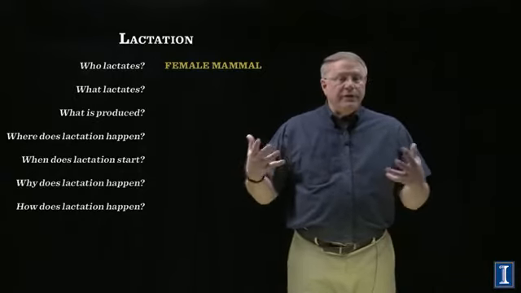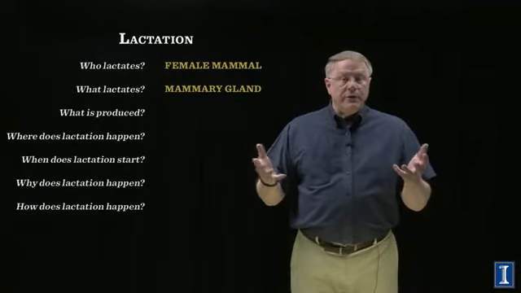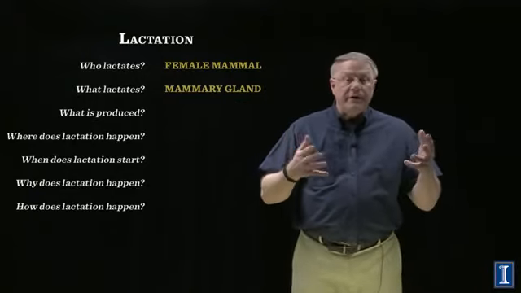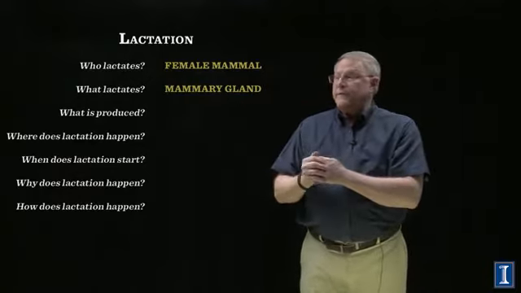What lactates, that is, what is the structure that lactates? We go to the next slide, mammary gland. So in humans, a lot of times we call this the breast. In cows, we call it an udder. But mammary gland is a word that works for all species of mammals.